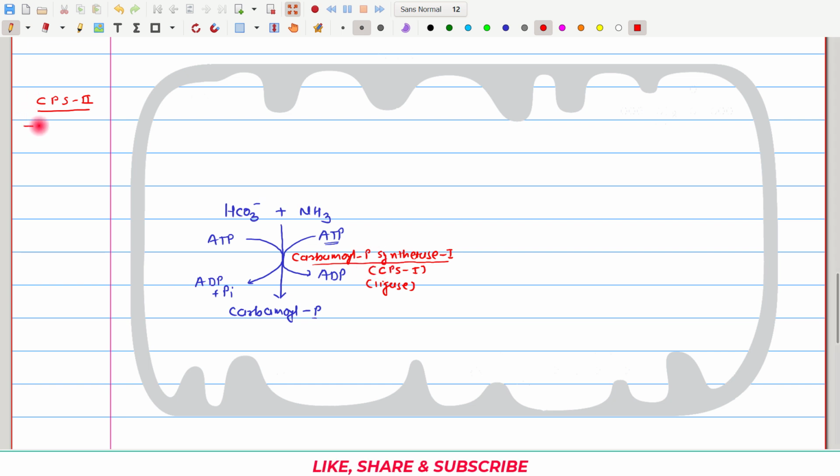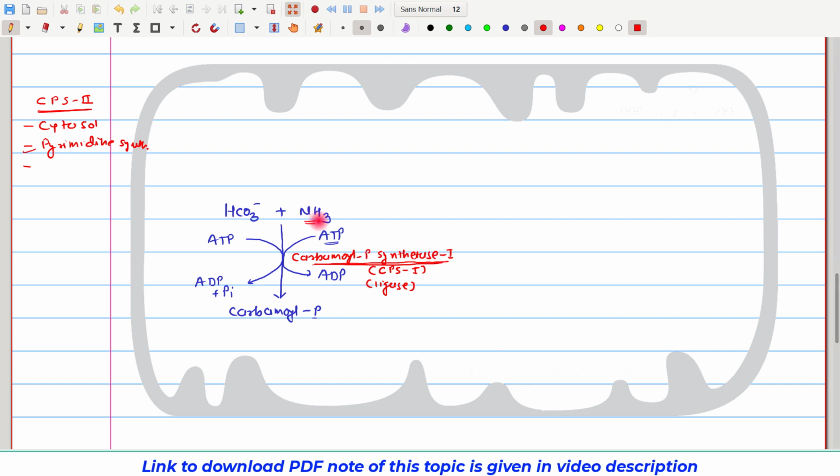One striking difference is that this CPS2 is found in the cytosol, whereas CPS1 is found in the mitochondria. The second difference is that CPS2 is required for pyrimidine synthesis. Pyrimidine synthesis is a cytosolic process, and CPS2 is located in the cytosol, so it will help in pyrimidine synthesis. Here, we can see that CPS1 utilizes free ammonia as a nitrogen source, whereas in case of CPS2, instead of free ammonia, it utilizes glutamine. So, these are the differences between CPS1 and CPS2.